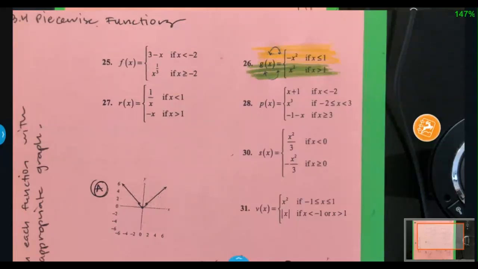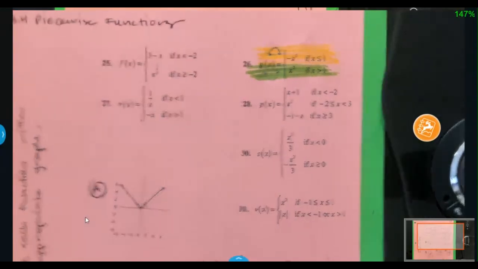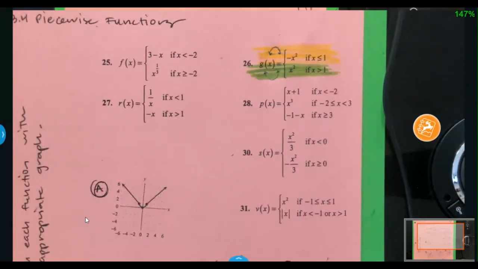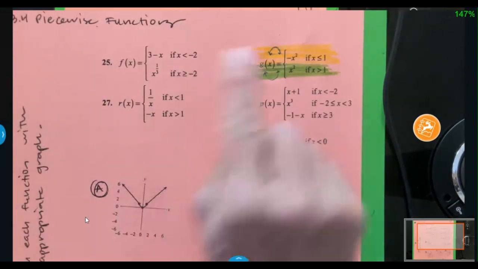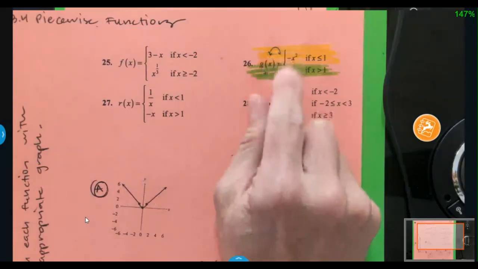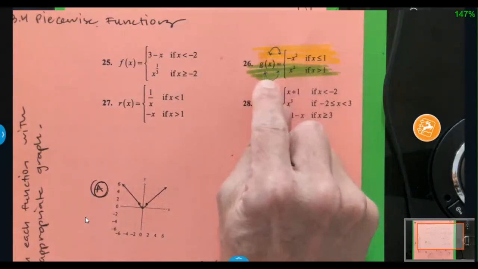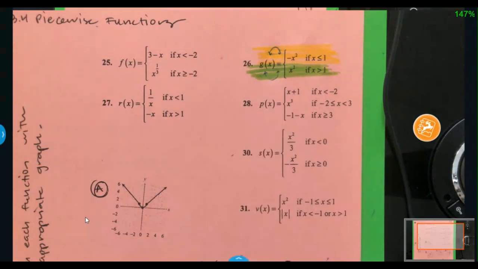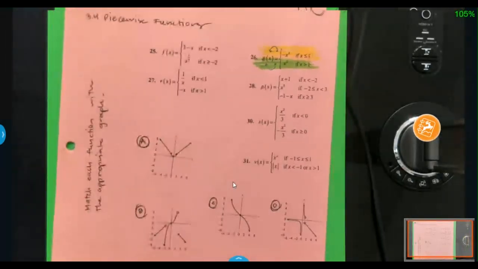If x is less than or equal to 1, it's going to take the downward U-turn. But if x is greater than 1, it's going to take this one. So you're putting the yellow graph and the green graph together. Now, let's look at our options. Let me slide this up so we can see the options.